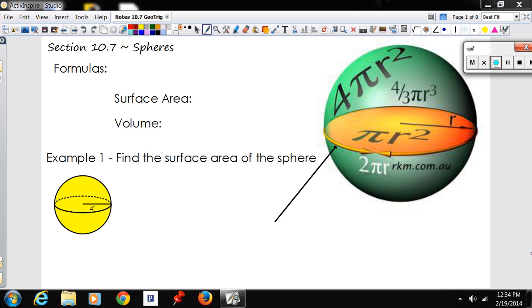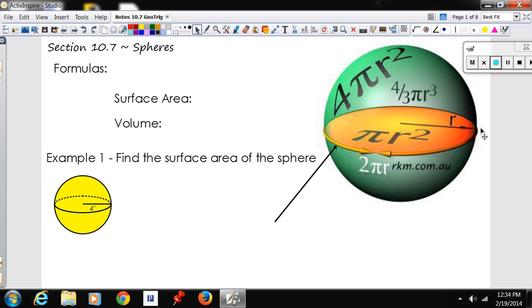All right, we're going to talk about section 10.7, which is spheres. We talked a little bit about spheres before. They're ball-shaped solids. They're a perfect circle. And I put this picture on there because I really liked the way it illustrated what a sphere was. It's got a lot of pieces to it that you might not know of.